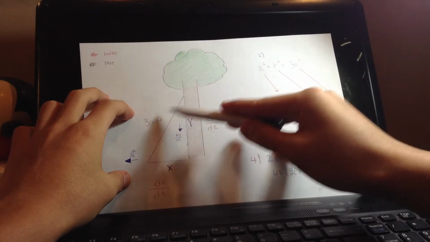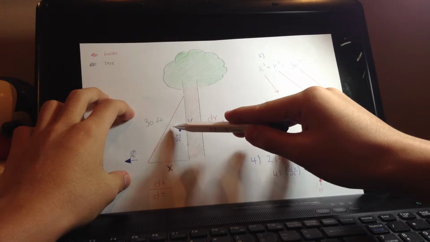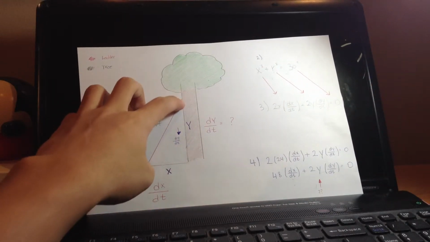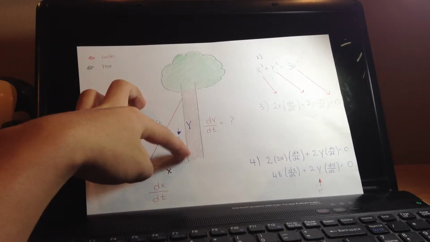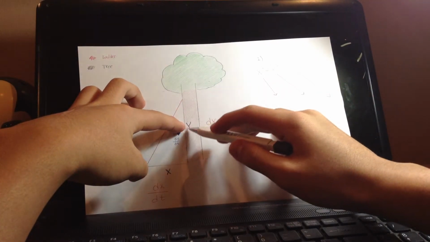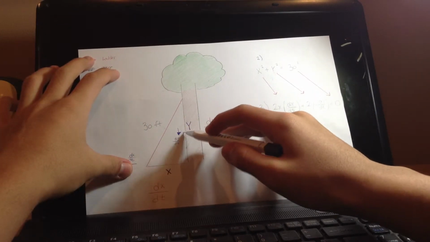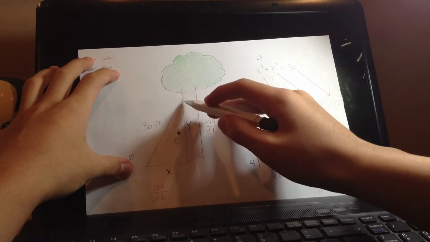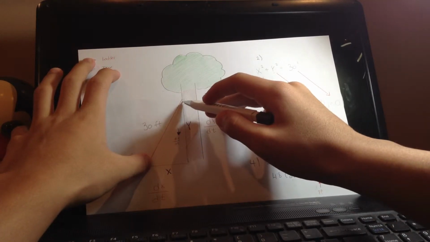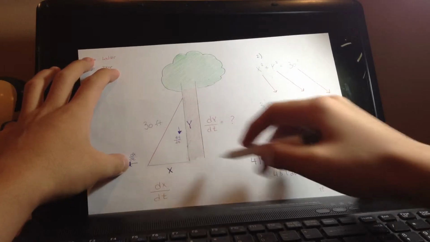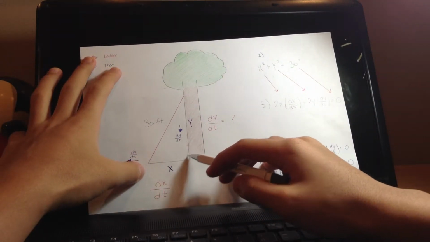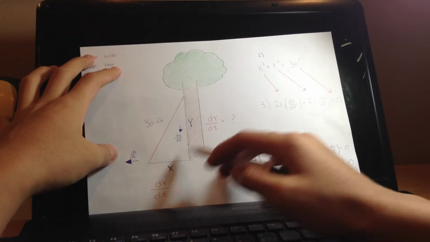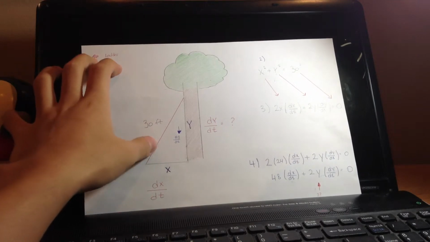We know that the ladder is 30 feet as mentioned in the question, and the length of the ladder is never changing. From the top of the ladder to the ground, I label as y because, as you can see in this arrow, the length from the top of the ladder to the ground is going to change as the ladder starts to slide down. And here, the distance from the tree to the bottom of the ladder, I label as x because x is changing as well as the ladder slides down.